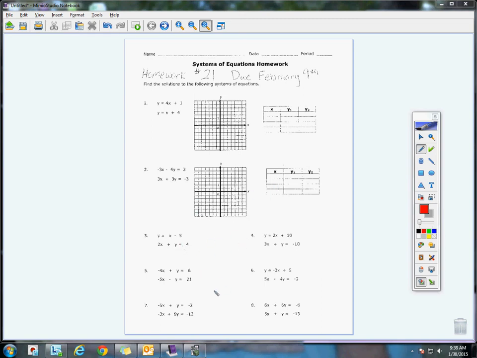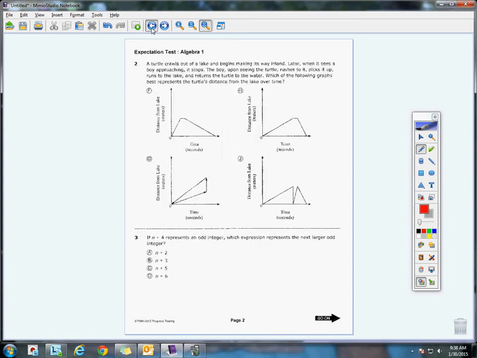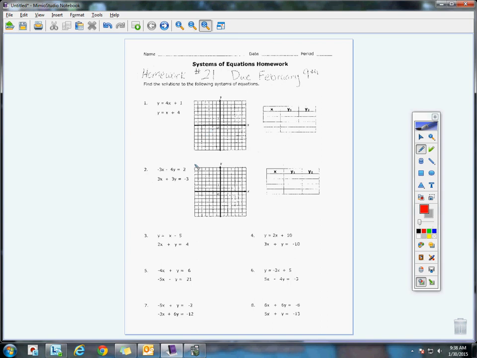3, 4, 5, 6, 7, and 8. For those problems, you don't have to show the graph. We're going to do that in the calculator. And then you have 1, 2, 3, 4, 5 multiple choice questions, and that's it. So fairly easy homework packet. The one that I'm going to do is going to be number 5.